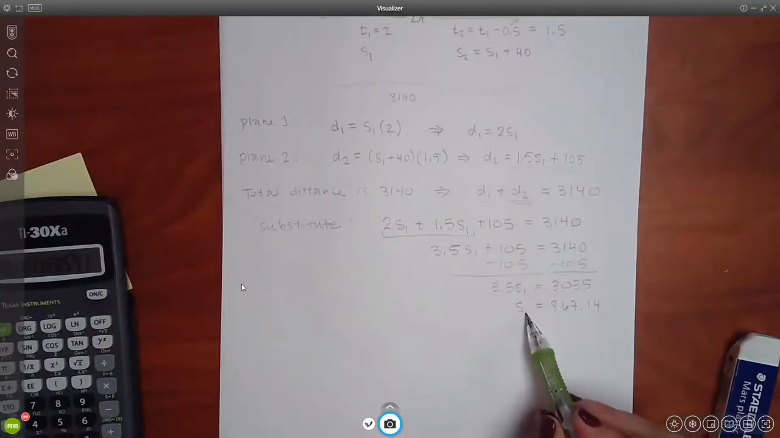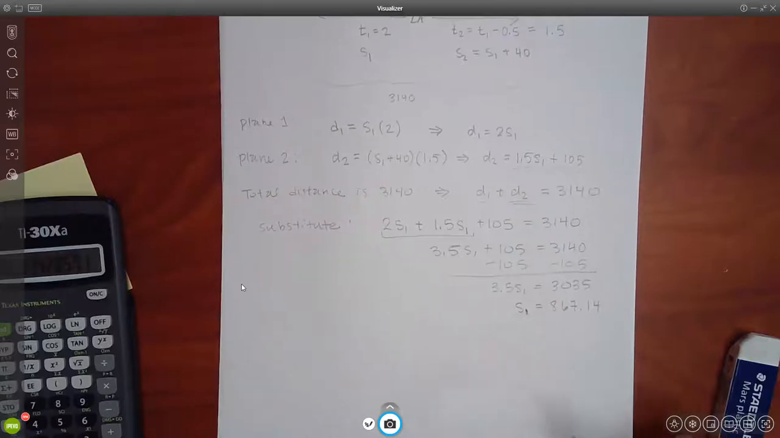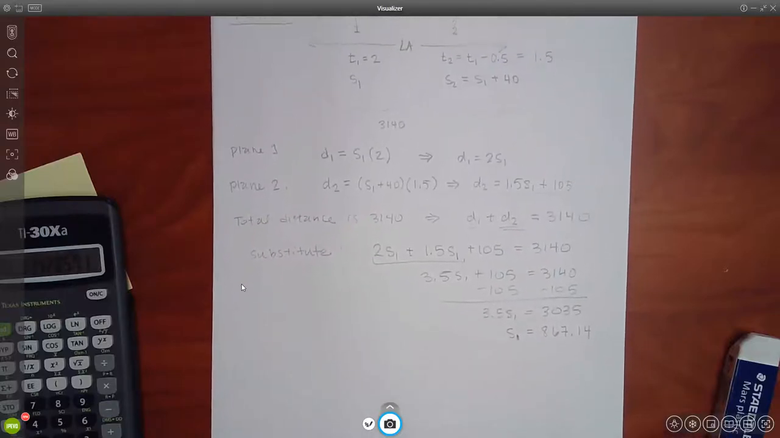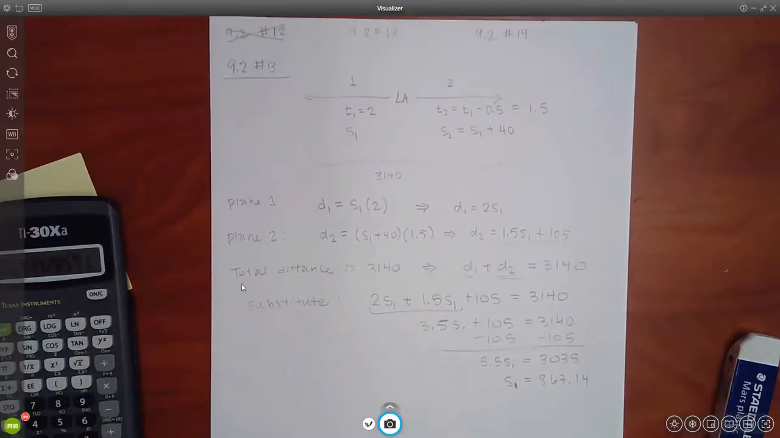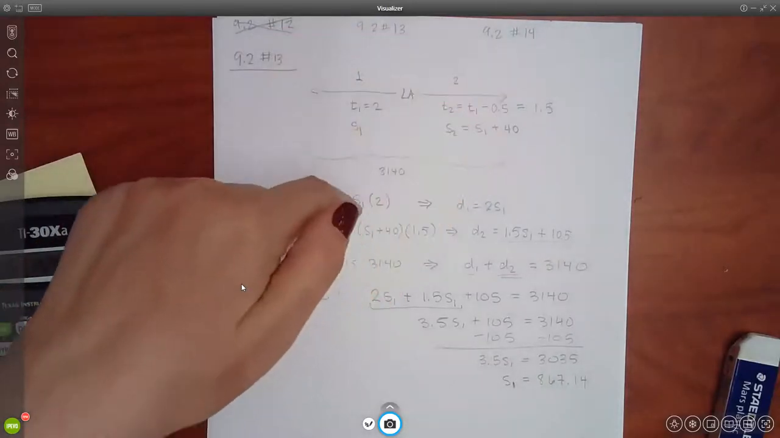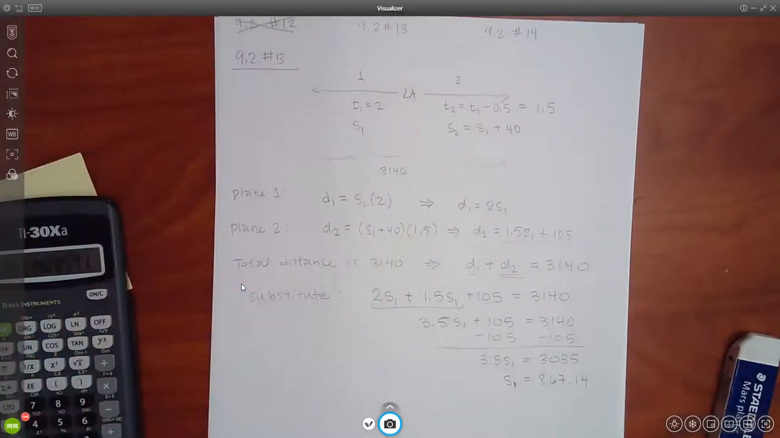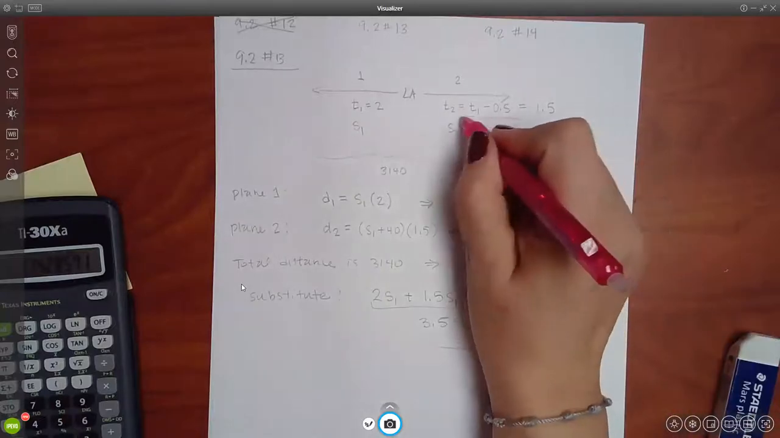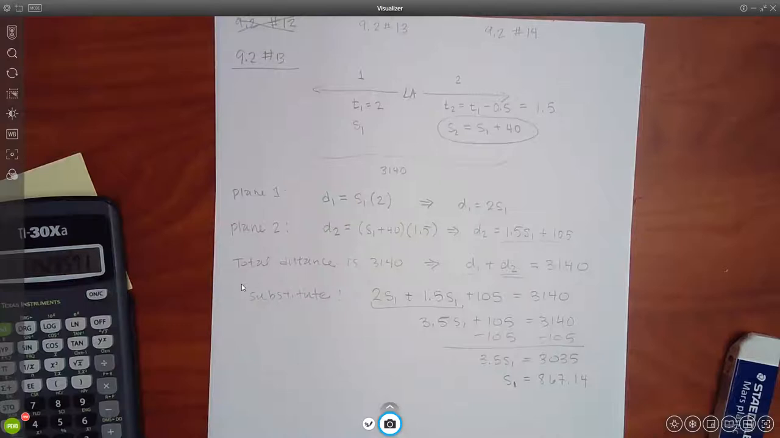So this is the speed of the first airplane, right? Then how do I figure out what the speed of the second airplane is? Do I have an equation anywhere on here that tells me what S2 is? And I can use S1 to find S2. You see an equation anywhere on there? Because you've got equations up here, you've got equations down here, right? Which one tells you what S2 is with relation to S1? At the very top, right? This guy. Doesn't that one tell you what S2 is once you know S1?